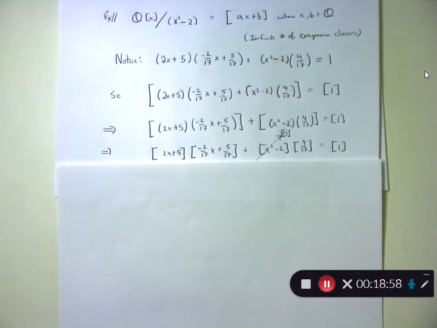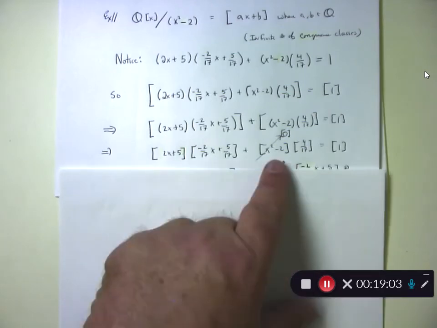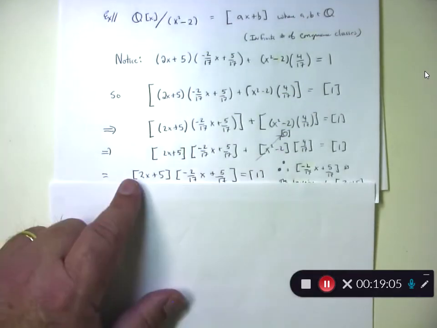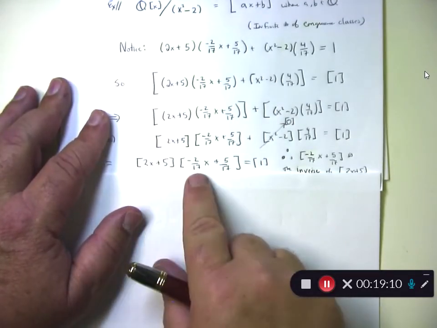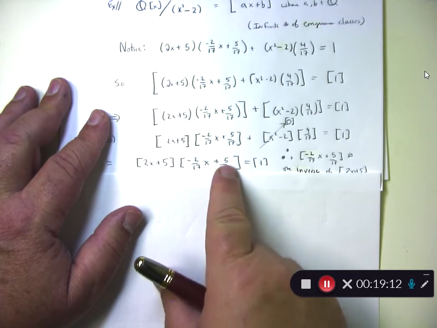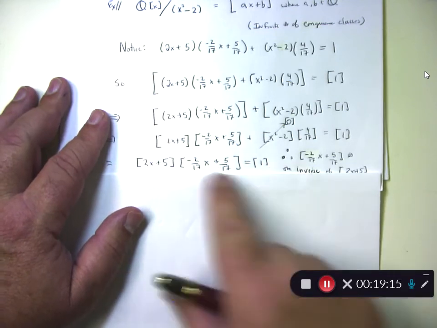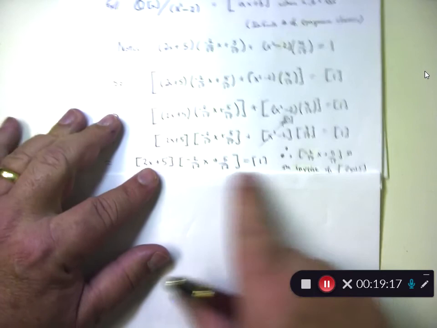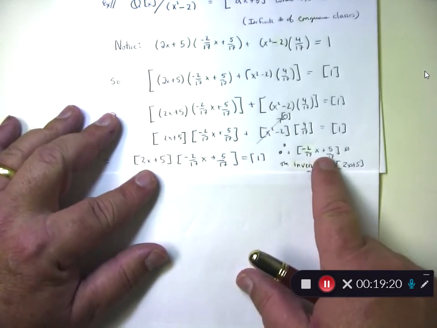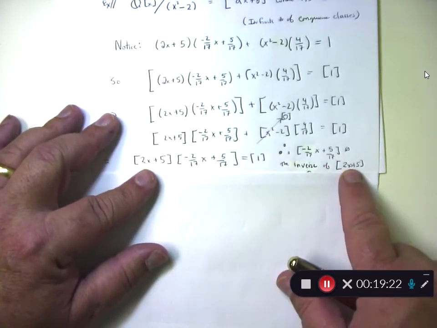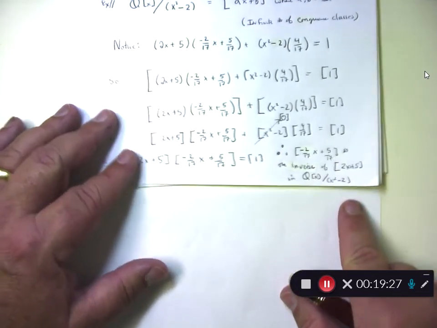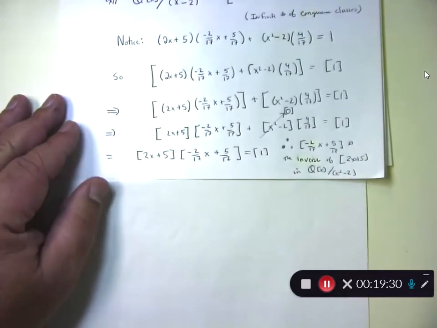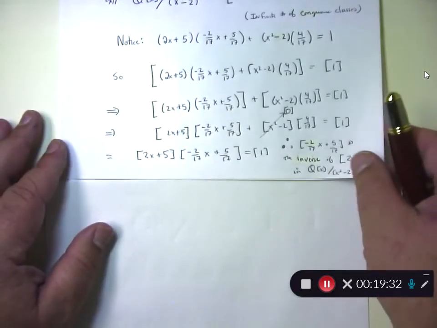It's kind of like in Z7, where 7 is actually the 0 congruence class. If that's 0, this part goes away, and you're left with the class of 2x plus 5 times the class of negative 2/17 x plus 5/17 equals 1, which means these two are inverses of one another. So negative 2/17 x plus 5/17 is the multiplicative inverse of 2x plus 5 in Q adjoin x modded out by x squared minus 2. Both of them are units.